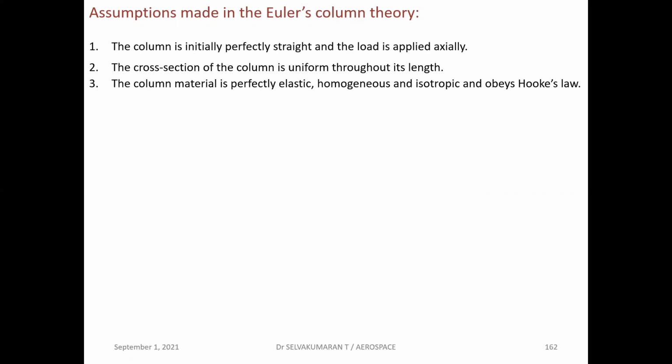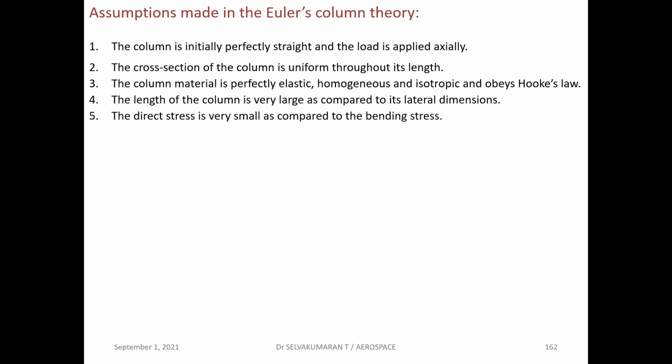The column material is perfectly elastic, homogeneous, and isotropic, and obeys Hooke's law. That means within the elastic limit, we are not going beyond that. The length of the column is very large as compared to its lateral dimensions, that is, cross-sectional dimensions. The direct stress is very small as compared to the bending stress. The direct stress is nothing but load divided by area, or the compressive stress divided by cross-sectional area. I call it the direct compressive stress.